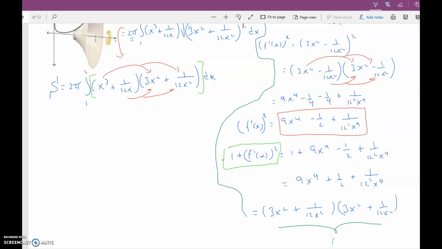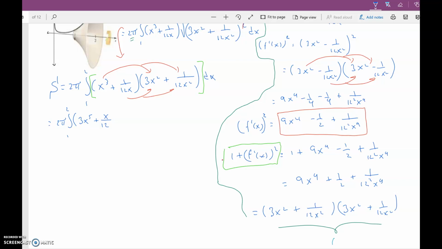So let me actually rewrite it. This will be 2 pi integral from 1 to 2. And as you multiply the first one, 3x squared times x to the third, you're going to get a 3x to the fifth. And then plus 1 over 12, and the x squared with the x to the second will just give us an x on the top. So this one's going to give us x over 12. Let me double check. Cancels the x squares.